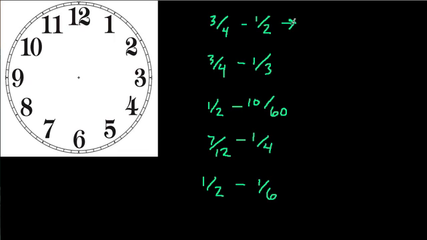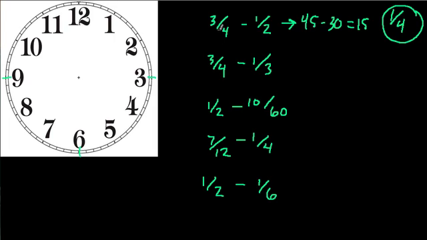3/4 minus a half. What's a quarter of an hour? It's 15 minutes. What's 3/4 of an hour? It's 45 minutes. So this is like 3/4 is like 45 minutes minus a half an hour, which is 30 minutes. And that's just easy, right? That's 15 minutes. And we could say it's 15 out of 60 or 1/4 of an hour, right? 15 out of 60. It's 15 minutes out of an hour, out of 60 minutes.